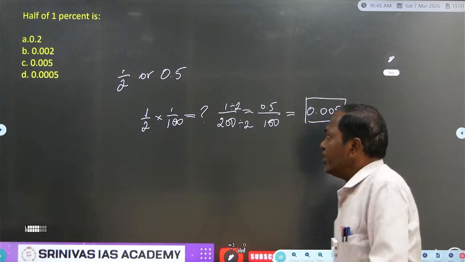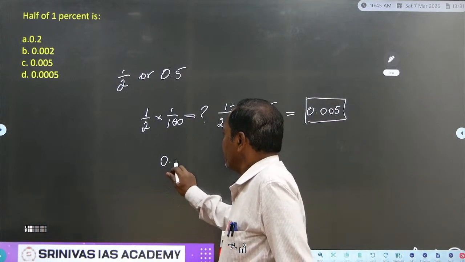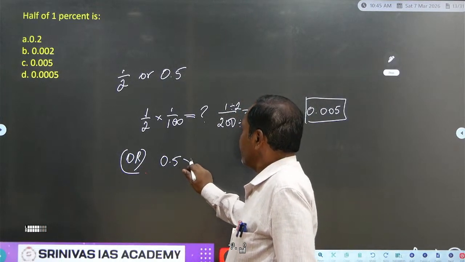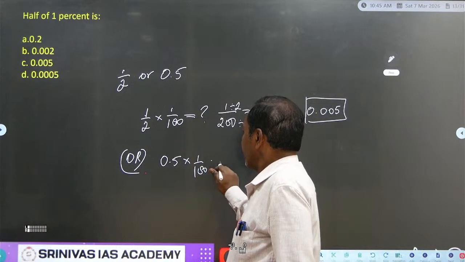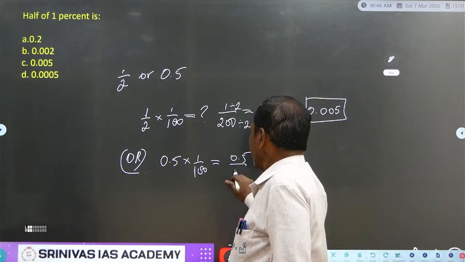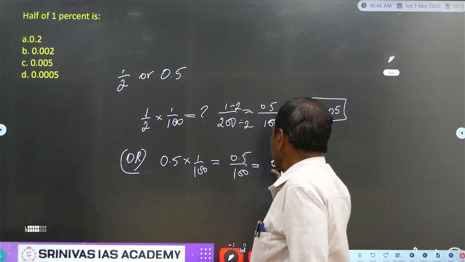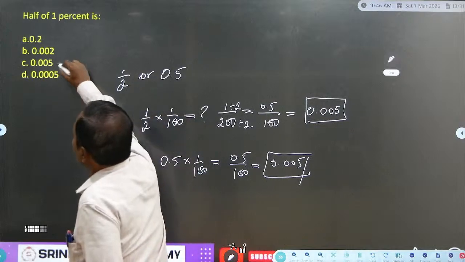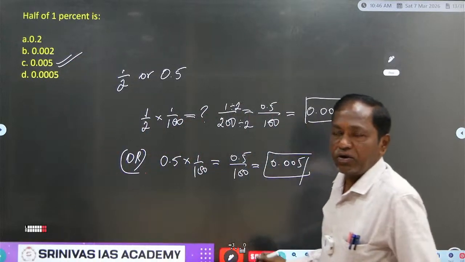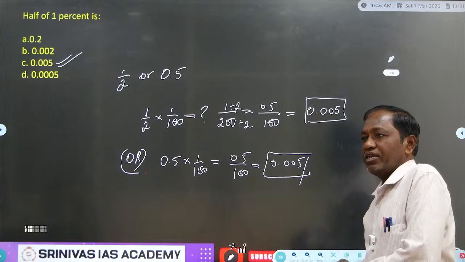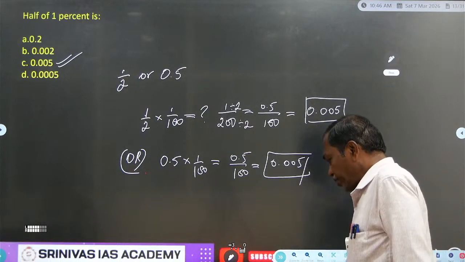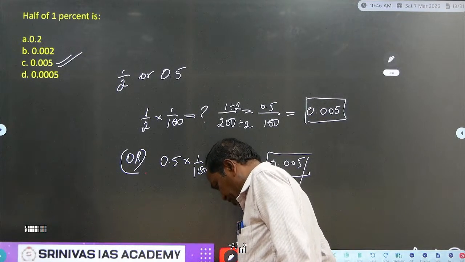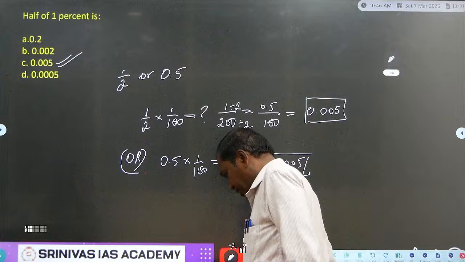If you write 0.5 into 1 by 100, that is 0.5 by 100, then it comes to 0.005. That is Option C. Did you understand how to solve this? Looks simple. If you find it difficult to place the decimals, count the number of decimals. Yes, Rishi, you are right, 0.005. That's right.